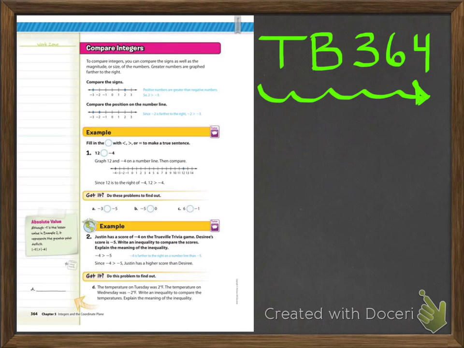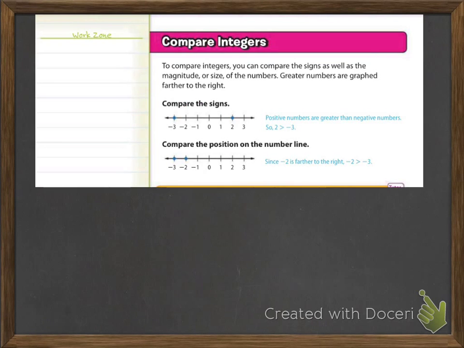All right, moving right along here, we're looking at textbook page 364. It says compare integers. So right up at the top, it's going to say to compare integers, you can compare the signs as well as the magnitude or size of the number. So that's really important because that tells you exactly what you need to do. So first you want to compare the signs. And I know that may seem obvious, but when you're comparing a bunch of numbers, it's not exactly obvious. It's really easy to make the mistake and not actually compare the signs first.